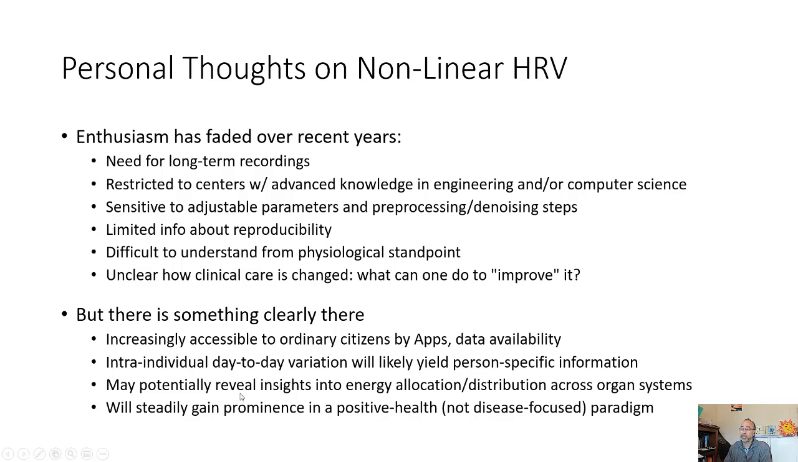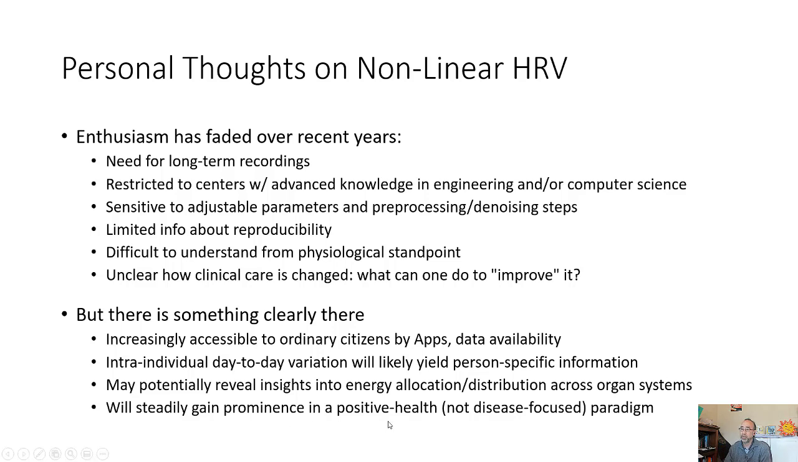DFA alpha and these fractal scales and nonlinear measures can potentially reveal insights into energy allocation distribution across organ systems. The theory behind a lot of these measures is that you have a heart that is sensitive to systems that operate across multiple time scales. So, respiration operates in higher frequency scales, you have baroreflex that operates in lower frequencies, then you have thermal regulation and renin-angiotensin, which operate at the very low frequencies, etc. So if you have a heart that functions well, it operates across all these scales, and the nonlinear measures should do a particularly good job of assessing across those scales.